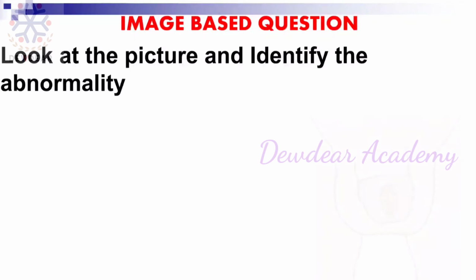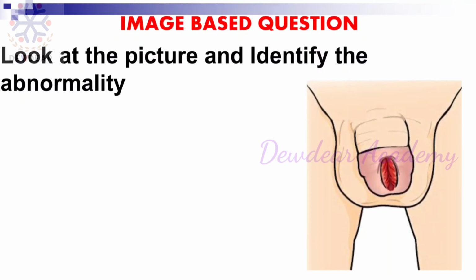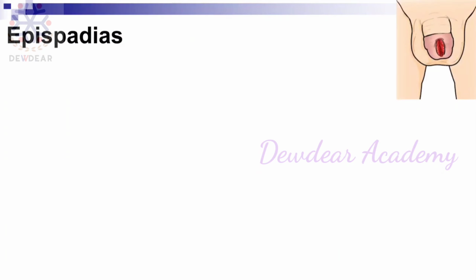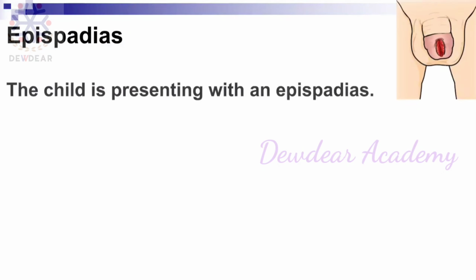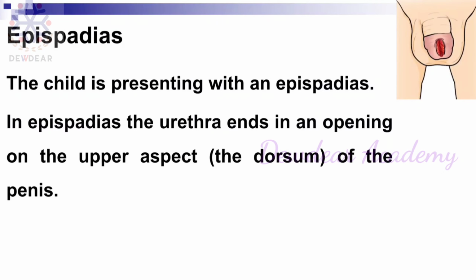Next question. Look at the picture and identify the abnormality. So this is epispadiasis. Here the urethra ends in an opening on the upper aspect or dorsum of the penis.